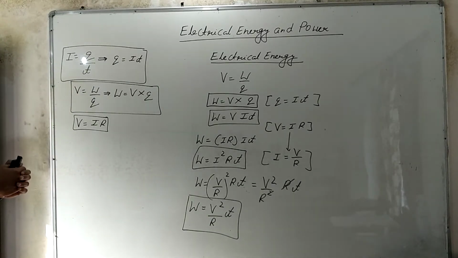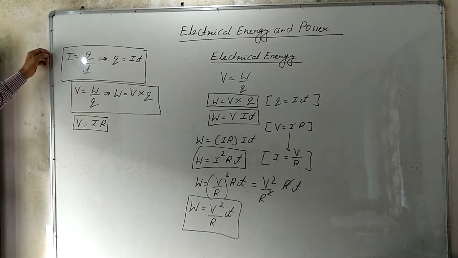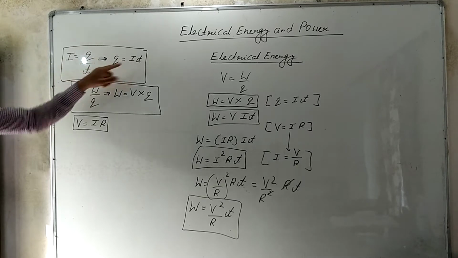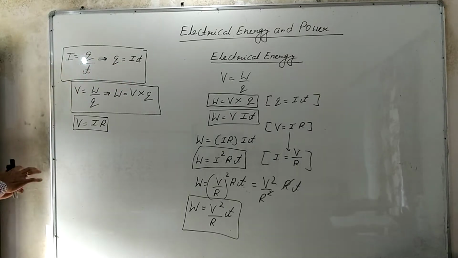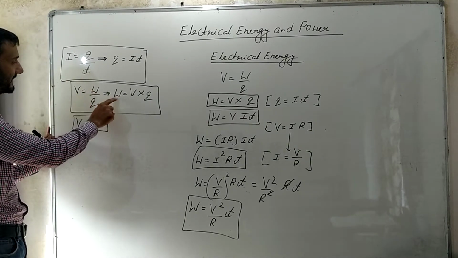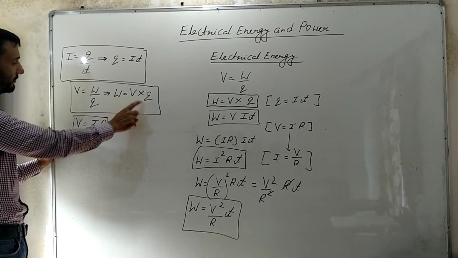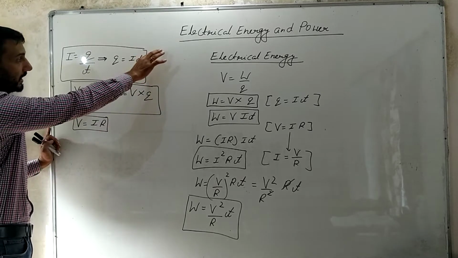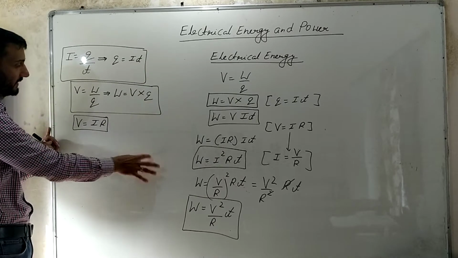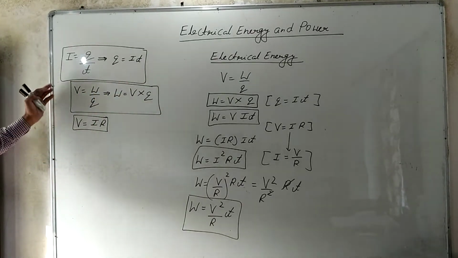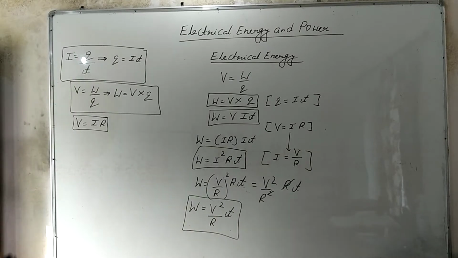formula based topic. So the very first formula which we did in this chapter is I is equals to Q upon T. From here it implies that Q is equals to I into T. This is potential V equals W upon Q, so it implies W is equals to V into Q, and this is Ohm's law, V is equals to IR. So I want you all to remember these formulas. Although you have practiced numericals on these, so you must know these formulas.